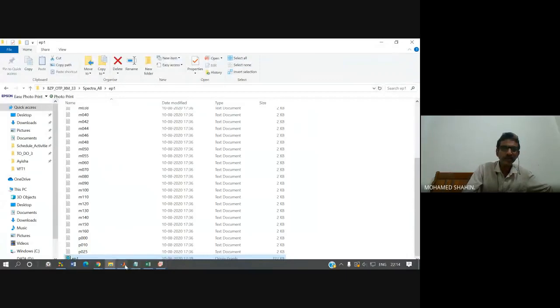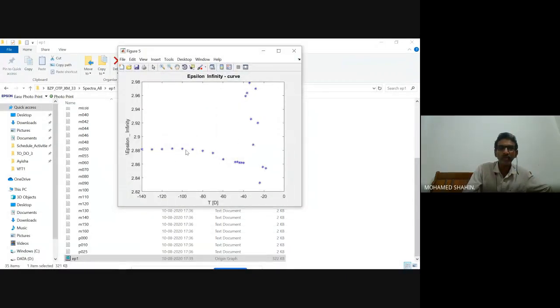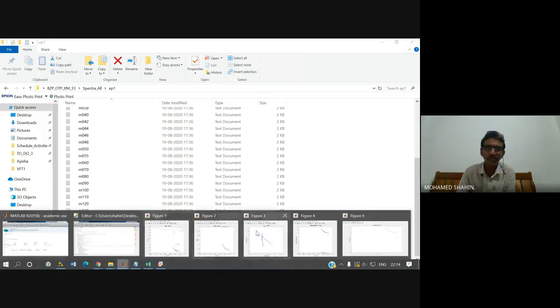In this situation, what we have to do is we can't do it the first time. After plotting all this, you can fit it somewhere around these values. So you approximately put a straight line here and bring all the points here and redo the fitting once again by putting epsilon infinity.